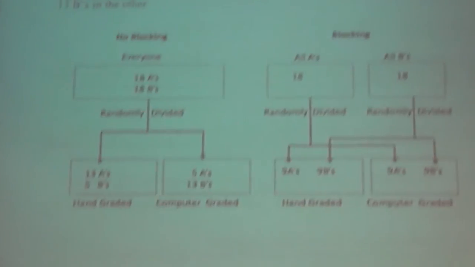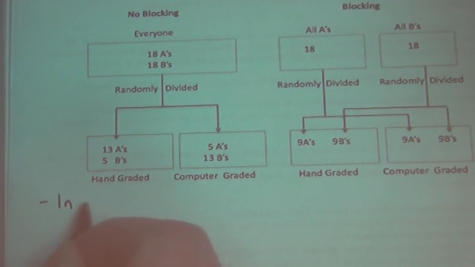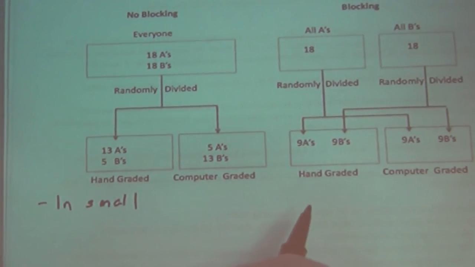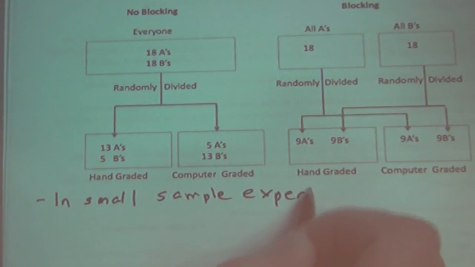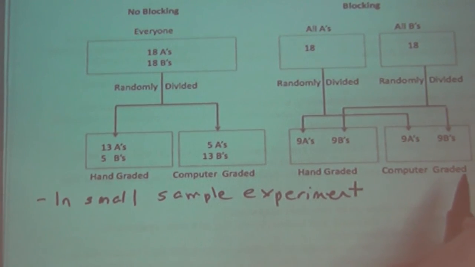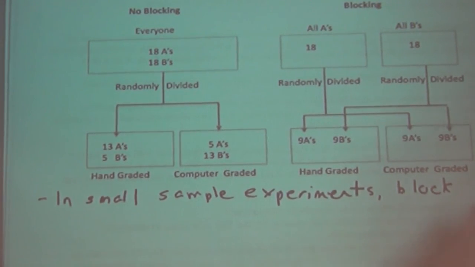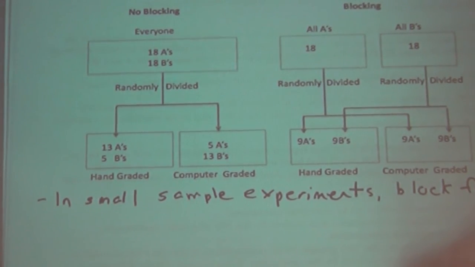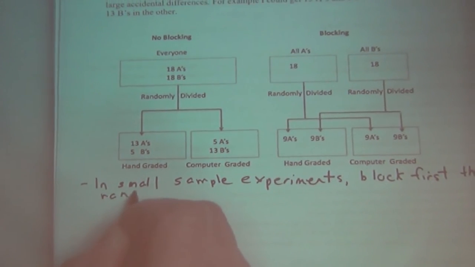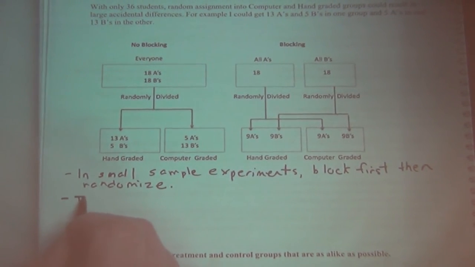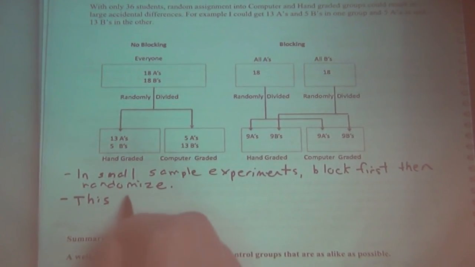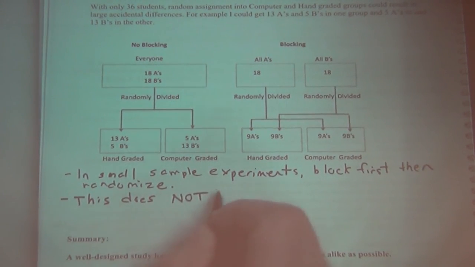So let's write that down. In small experiments, and you'll see this all the time, people have to carefully block on what they think could affect the response. You want to block first and then randomize. I just want you to know that this does not in any way introduce bias. It reduces accidental error. It does not introduce bias at all.